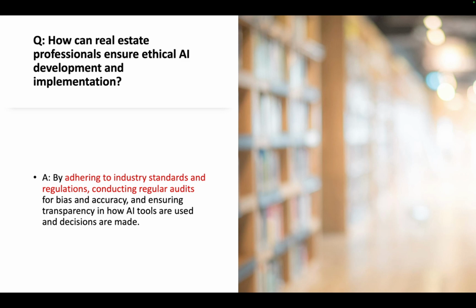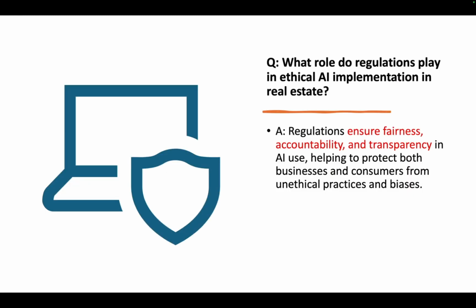And one thing we push for is a man in the loop or person in the loop. So when you deploy any of these solutions, make sure there is somebody who oversees the final solution or final decision. So what role do regulations play in ethical AI implementation?